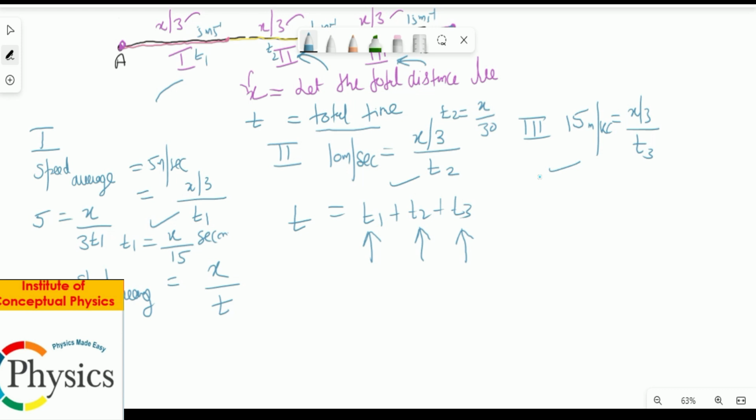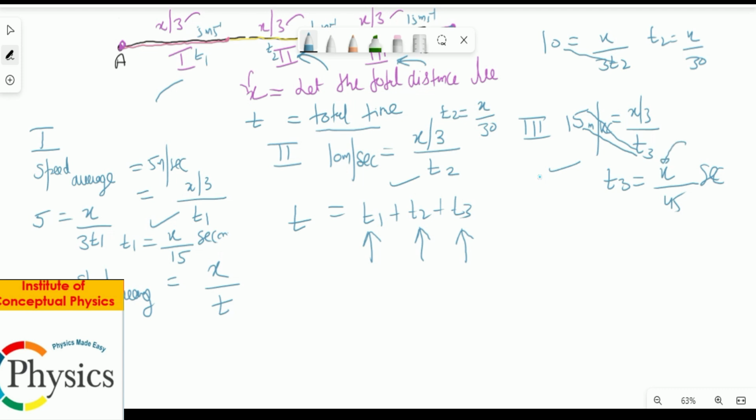How? Because 10 is equal to x by 3 T2. So I will cross multiply: T2 is equal to x upon 30. And from here we will get T3 is equal to x upon 45, because 15 will come here and T3 will go here. So now we know the individual times in terms of the distance x.